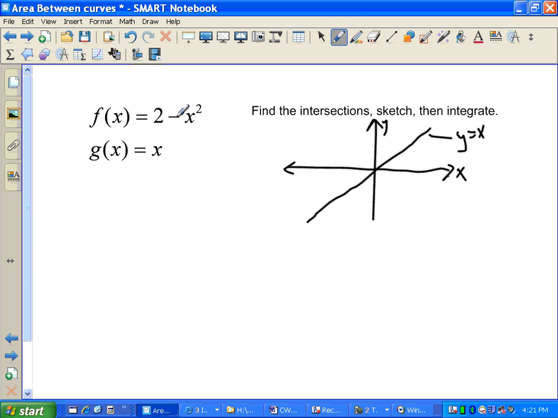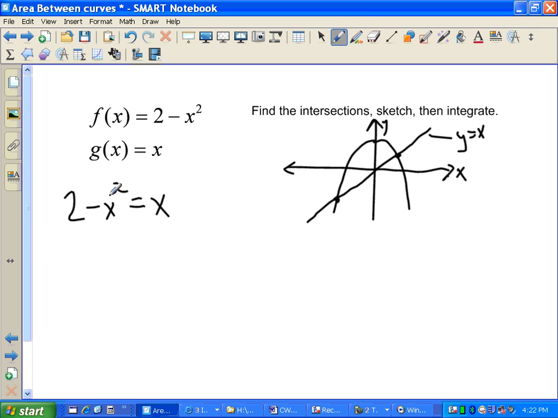It's an upside down parabola because of the negative sign. Intersection is about 2, so it looks something like that. So we've got to find this point of intersection and that point of intersection. How do we find a point of intersection? We just look for the place where the two functions are equal to each other. So we say 2 minus x squared equals x.